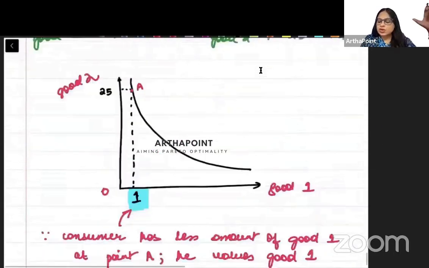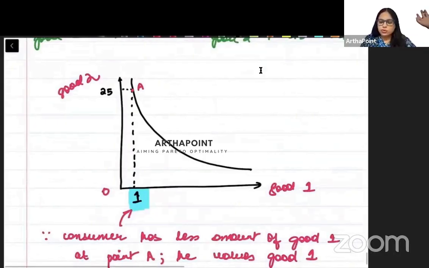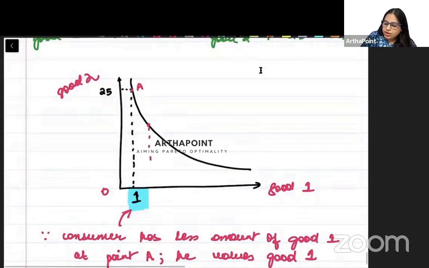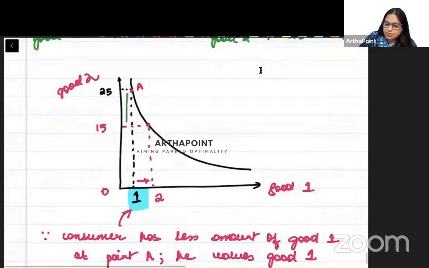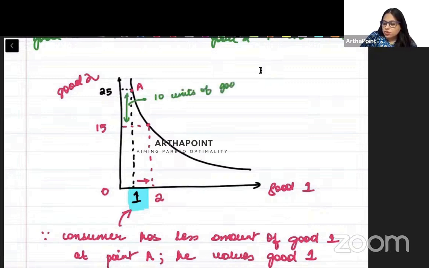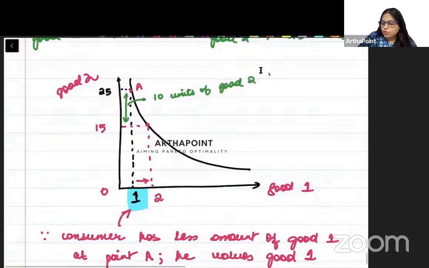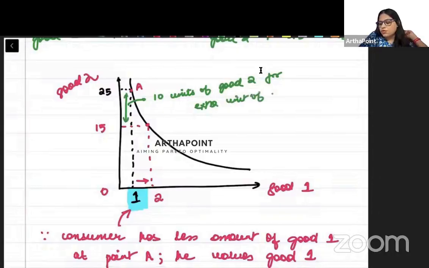कंज्यूमर ज्यादा good 2 देने के लिए रेडी है for an extra unit of good 1. So suppose I tell you that to increase good 1 by 1 unit, the consumer is willing to give up 10 units of good 2. You see this gap, this is 10 beta, 10 units of good 2 for an extra unit of good 1. ठीक है.